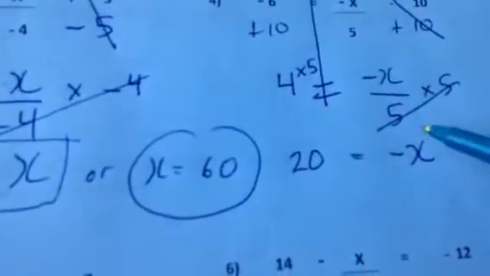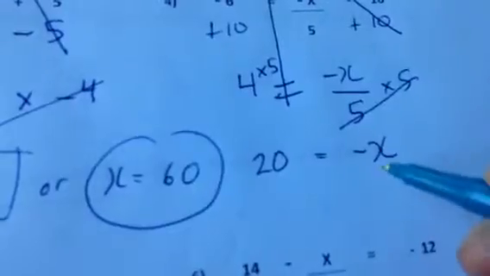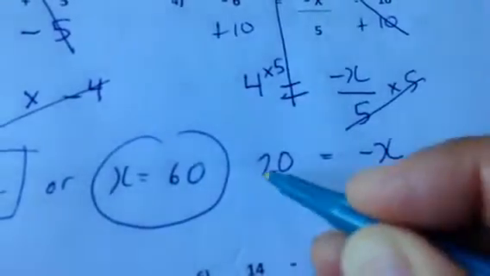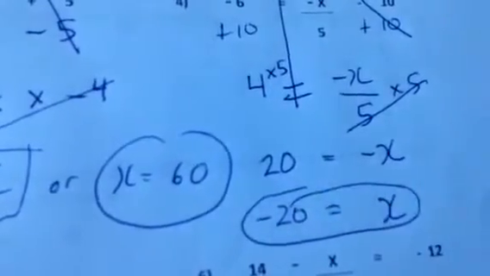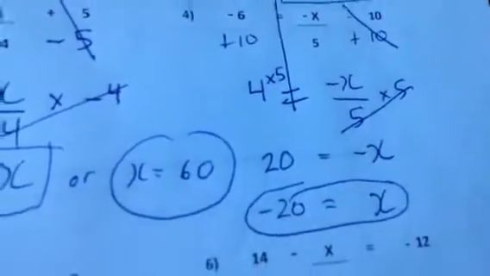Again, you cannot have negative x. You must have positive x. So that will become positive x. And this must reverse to its opposite, negative 20. And that is our answer for x. x is negative 20. Okay?